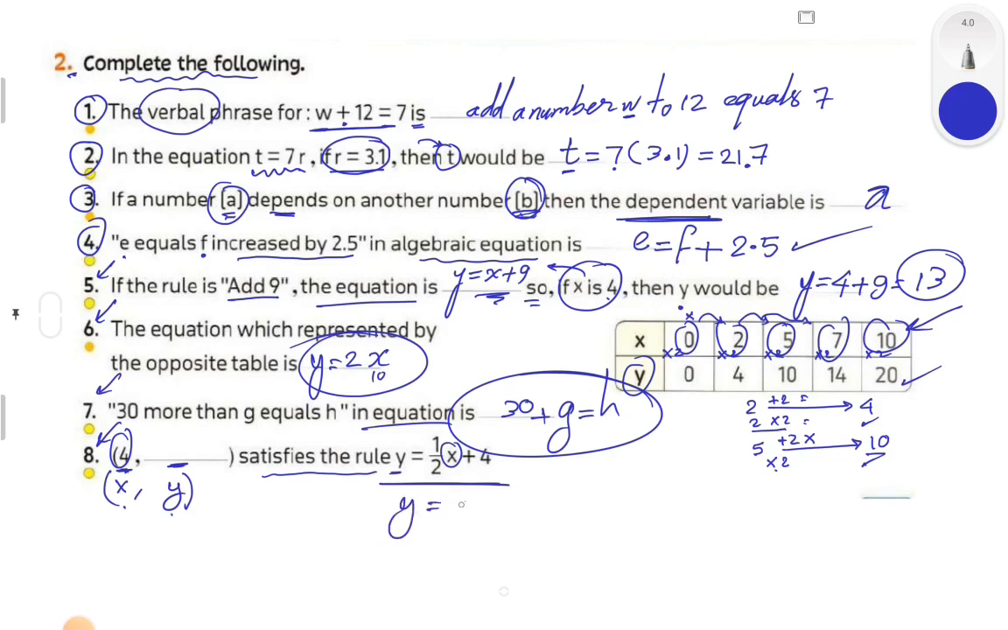Now y equals half x plus 4. x equals 4, so that's half of 4, plus 4. Half of 4 equals 2, plus 4 equals 6. Now the y value is 6. Now go to the next question.